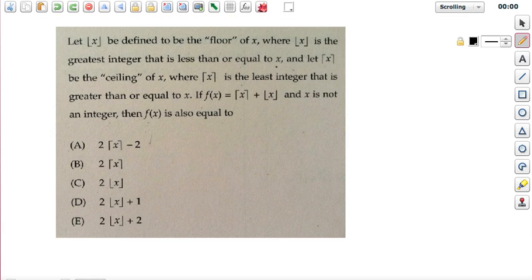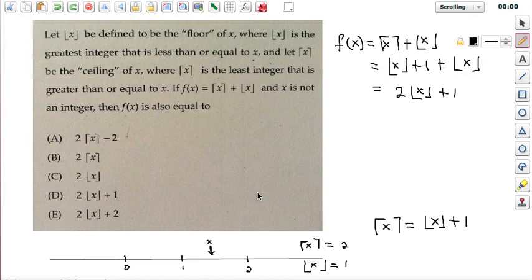Okay, here it is. Pause your video and try it. All right, the correct answer for this one is D. So let's go ahead and look at the problem. Let this symbol be defined as the floor of x, where the floor of x is the greatest integer that is less than or equal to x.